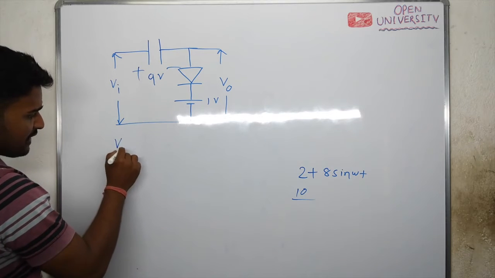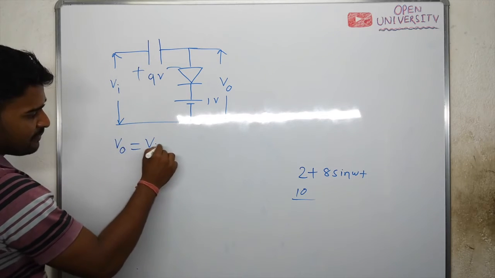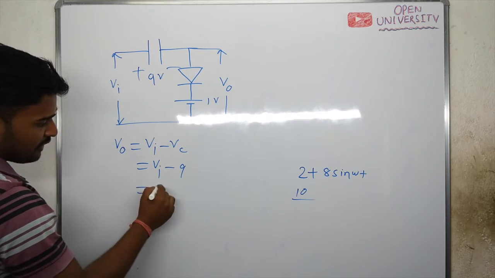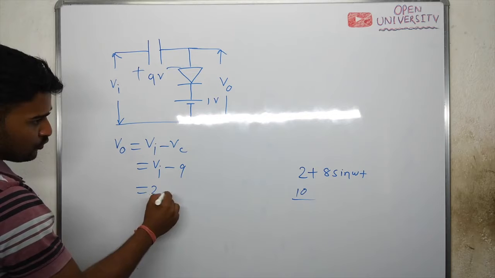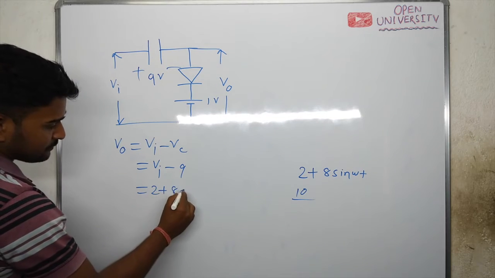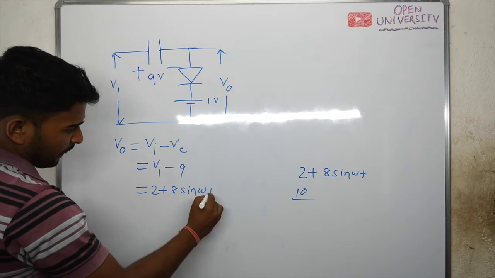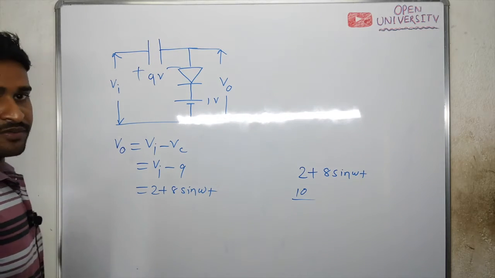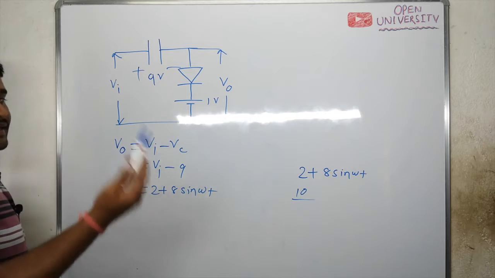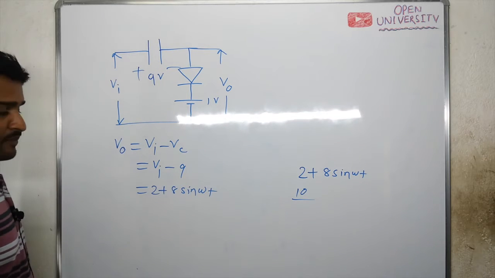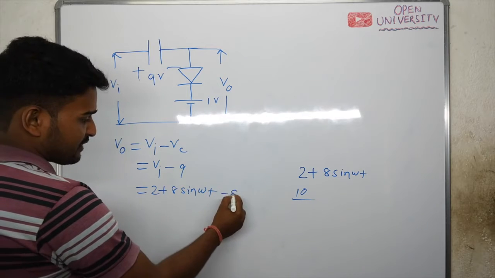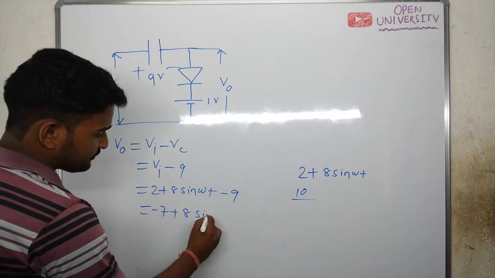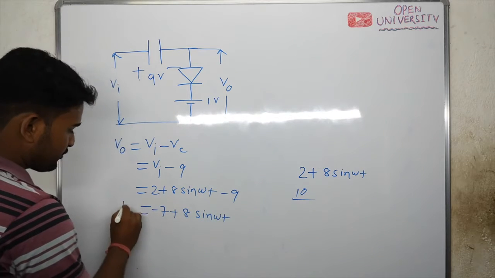So what is the output voltage? V naught equals VI minus VC. VC is 9 volt. What is your input voltage VI? That is 2 plus 8 sin omega t. Earlier I was considering a plus or minus Vm square wave input, but the input can be any AC signal. Here the input is a sinusoidal signal. 2 plus 8 sin omega t minus 9 gives minus 7 plus 8 sin omega t. This is your output voltage.